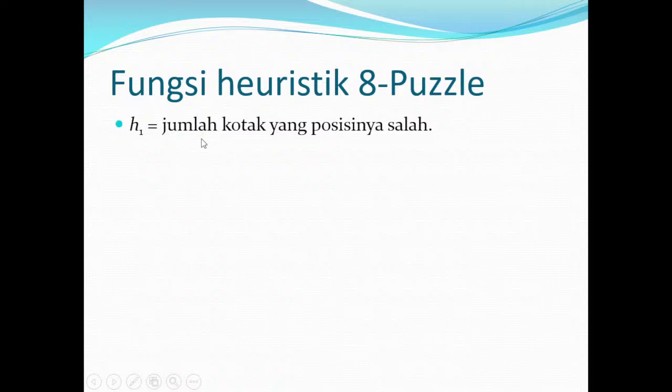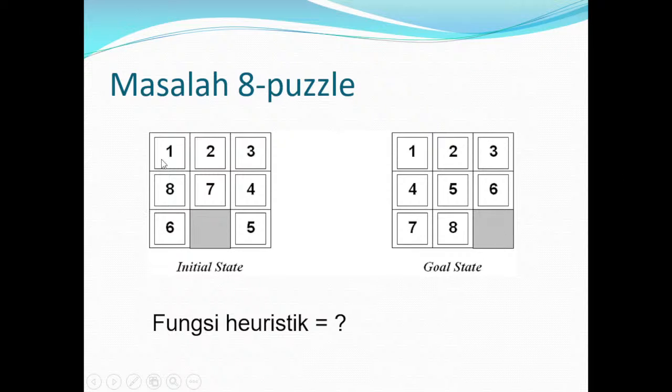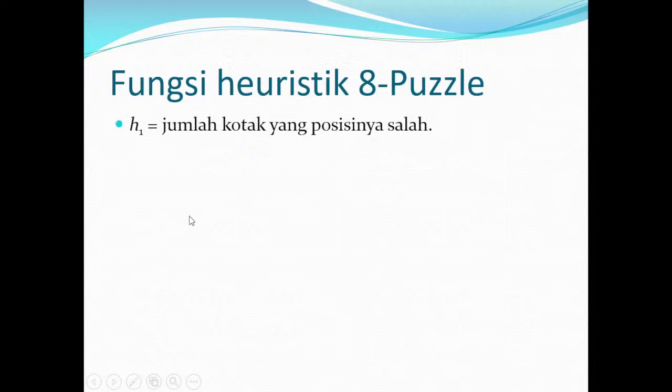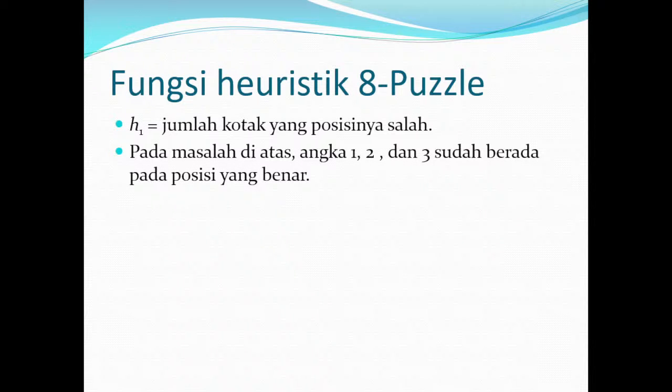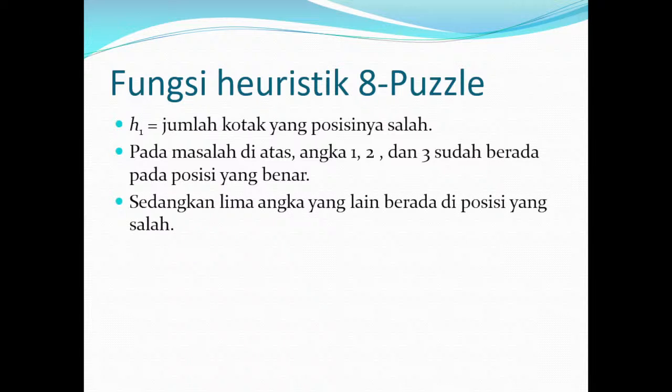The first heuristic is the number of blocks which are wrongly positioned relative to the goal state. For example, like this one, we will calculate. We have one block which is not in its position, the second one, the third one, the fourth, and then the fifth one. So we have 5 blocks. Using the first heuristic, the first, second, and third are in their correct positions. Meanwhile, there are 5 others which are not in their positions. So our heuristic is approximately 5.